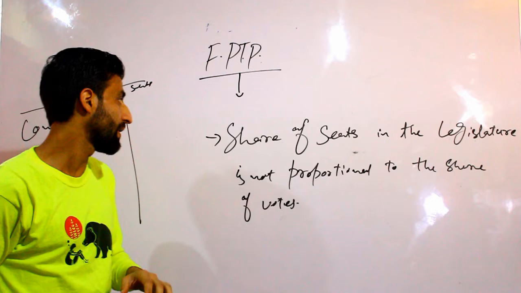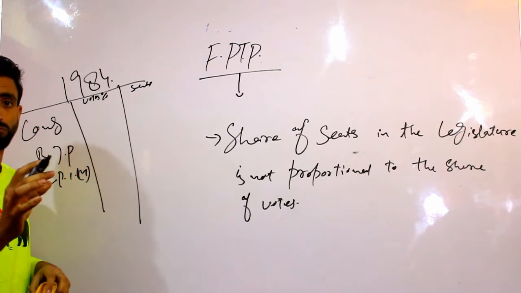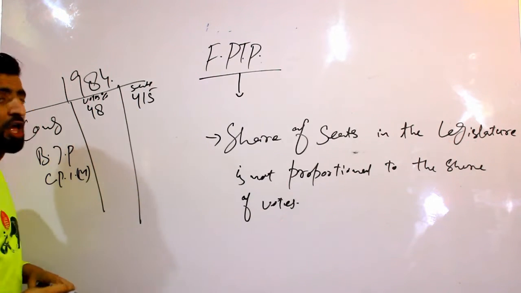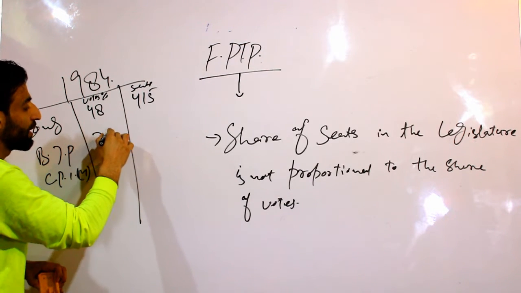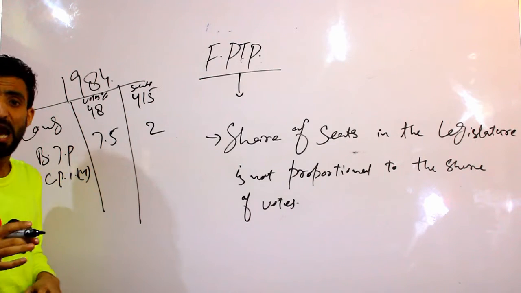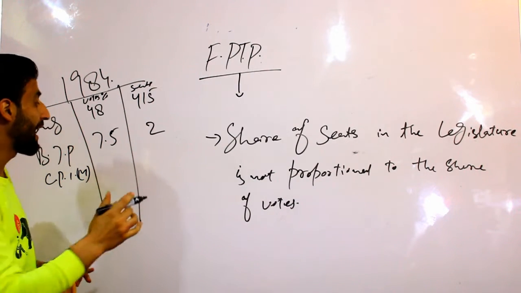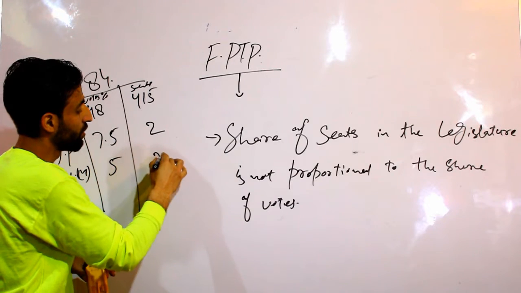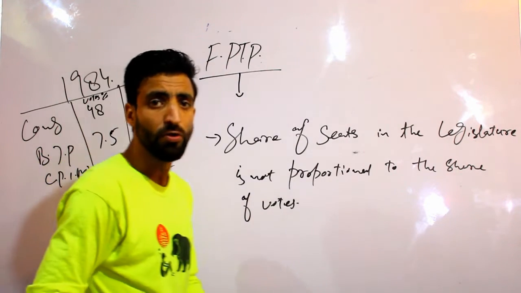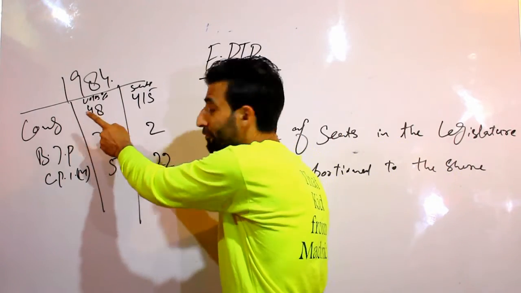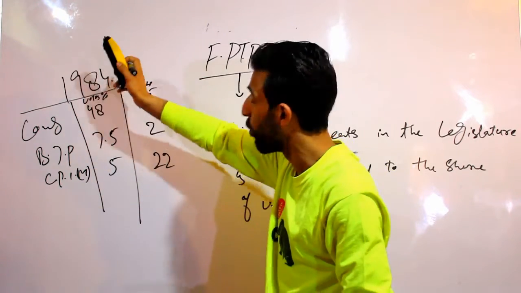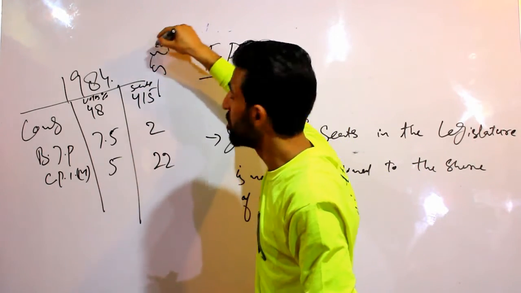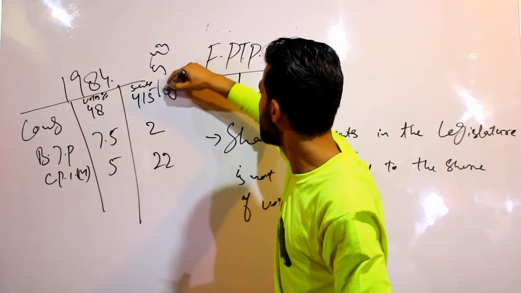कांग्रेस ने 1984 के इलेक्शन में, कांग्रेस को मिले हैं वो वोट्स परसेंटेज वाइज 48% वोट्स मिले हैं, लेकिन सीट्स मिले हैं इनको 415. बीजेपी को मिले हैं 7.5% वोट्स, लेकिन सीट्स मिले इनको 2. सीपीआईएम, कम्युनिस्ट पार्टी ऑफ इंडिया, मार्क्सिस्ट, इनको मिले हैं 5% वोट्स and they have got 22 seats. So if you look at this number, Congress has got 48% votes in the Lok Sabha election of 1984, but it has got 415 seats out of 543 seats. So that is near about 83% seats.